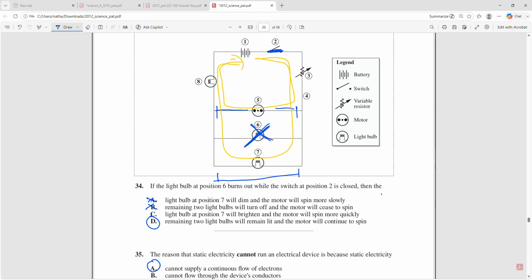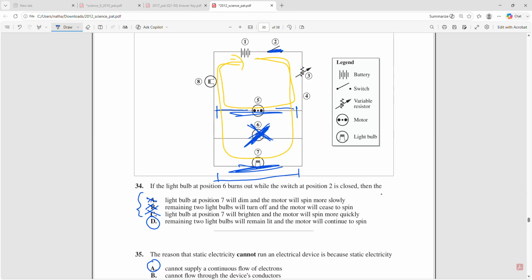A light bulb at position 7 will brighten and the motor will spin more quickly. So that's trying to tell us that we're going to have more electricity flowing through this motor and this light. And that's not really the case either. Just because this light bulb went out doesn't change the amount of voltage going across these. So that's not correct. And again, if you're not totally certain of these, that's okay.